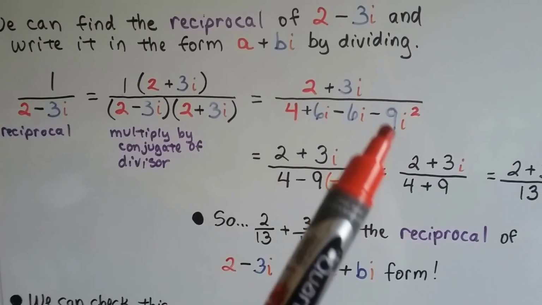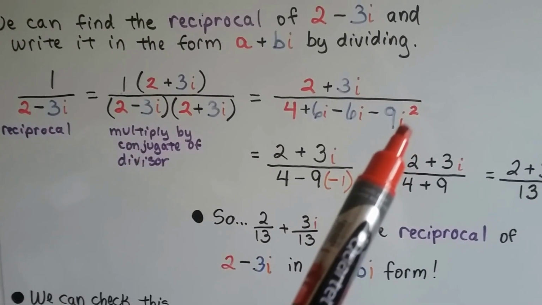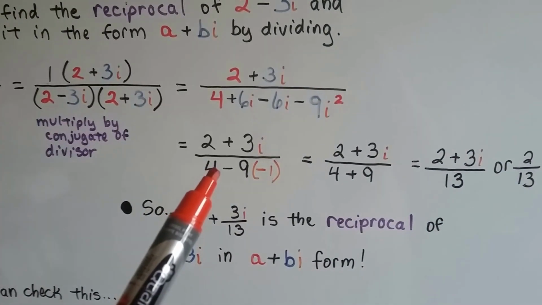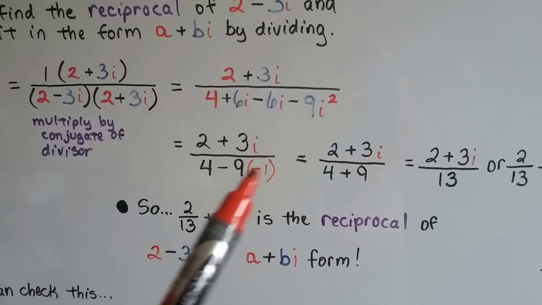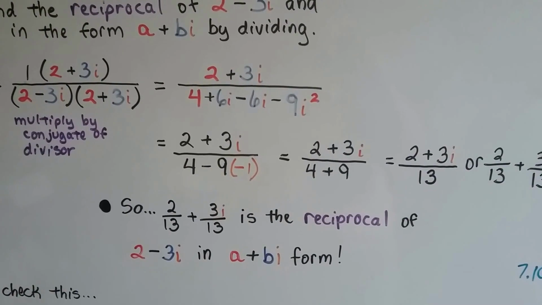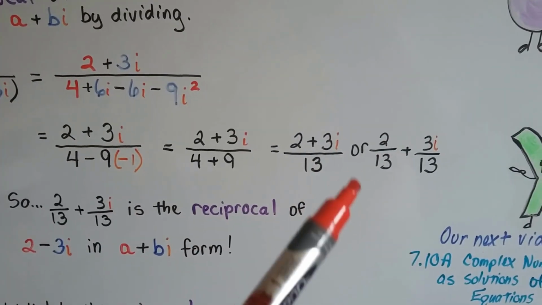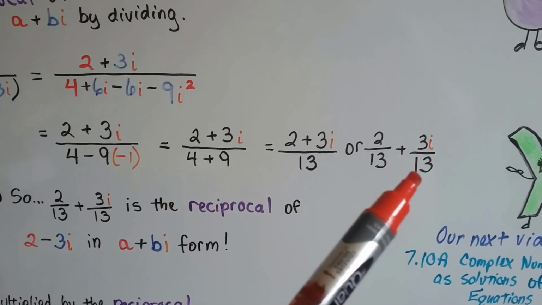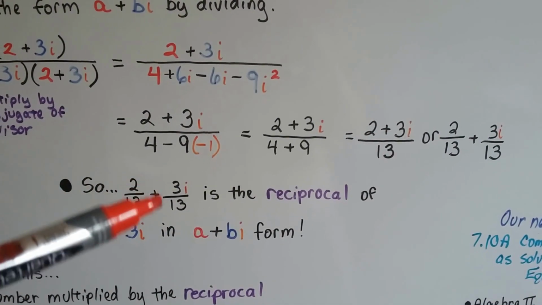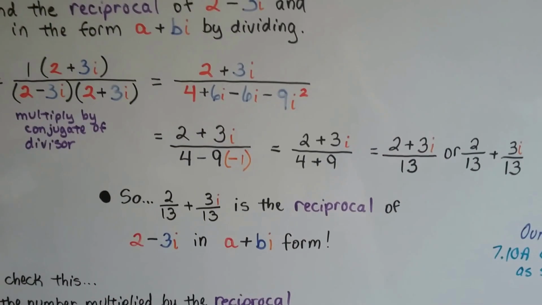And we have 4 minus 9i squared, which is times a negative 1, isn't it? Because i squared is negative 1. And the denominator is 4 plus 9, because two negatives make a positive, right? So we have a 13 for a denominator. We have 2 plus 3i over 13. We can also split it apart and say 2 thirteenths plus 3i thirteenths. So this 2 thirteenths plus 3i thirteenths is the reciprocal of 2 minus 3i.